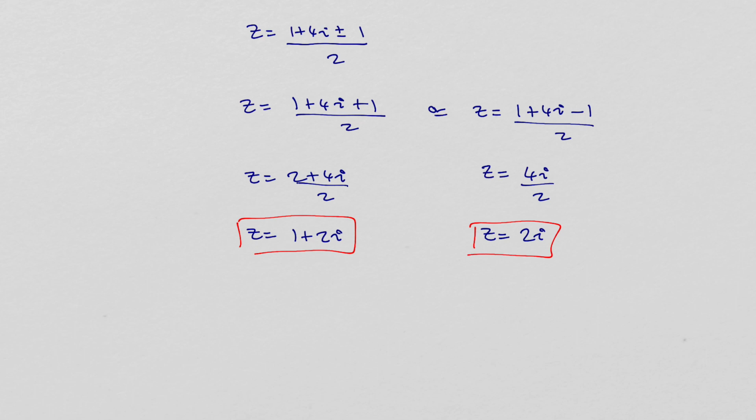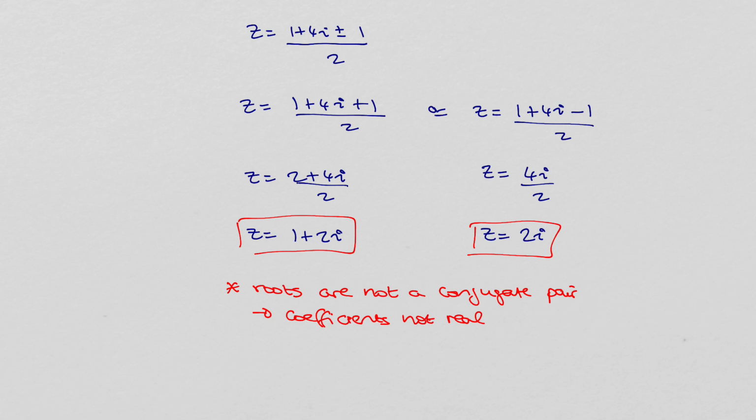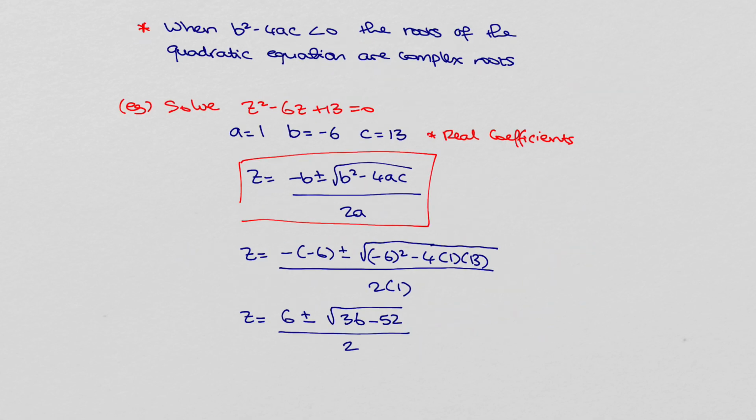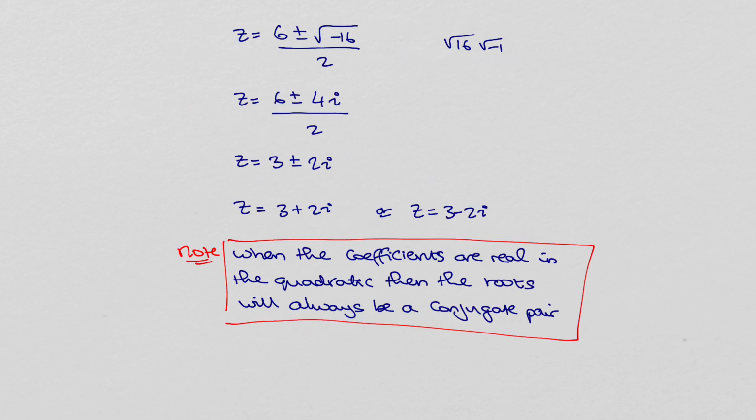So this time we see when the coefficients are not real, the roots are not a conjugate pair. So it's important to notice the difference between the two. So when there's i's in a, b, and c, then we're going to have two completely different roots, no relationship whatsoever. And when the coefficients are real, so no i's for a, b, and c, then we will always end up with a conjugate pair in our answer.